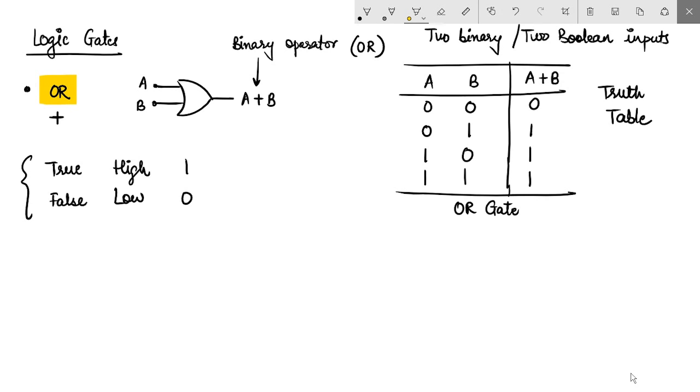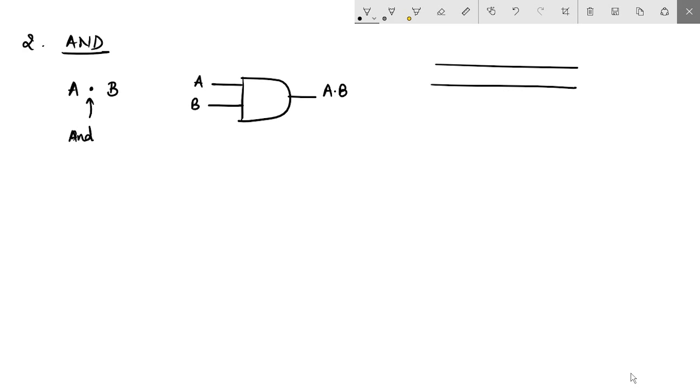Next is called AND operation. AND is again a binary operator between two Boolean variables. It is shown with a dot. This operator is called an AND operator. How is it drawn? Given two inputs, this is how you would draw an AND gate, like an ice cream candy. And what is the relationship between inputs? These are all the possible combinations.